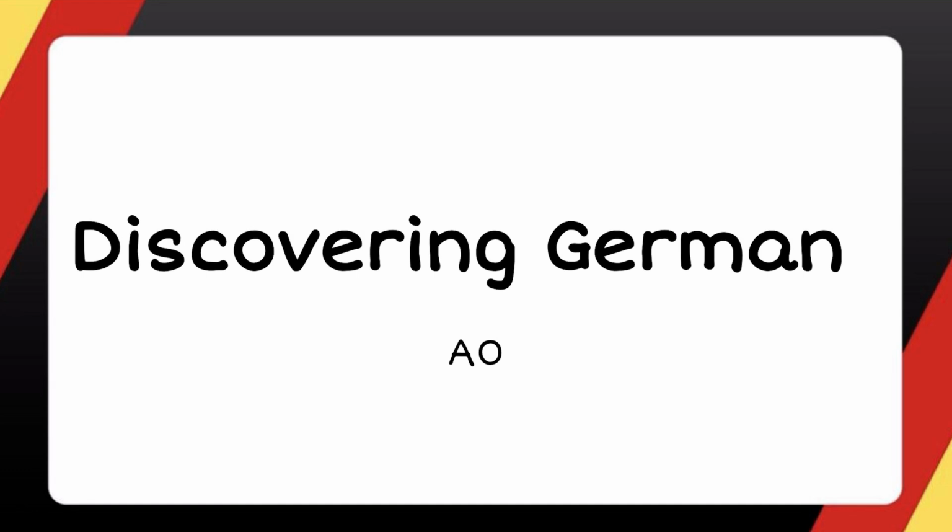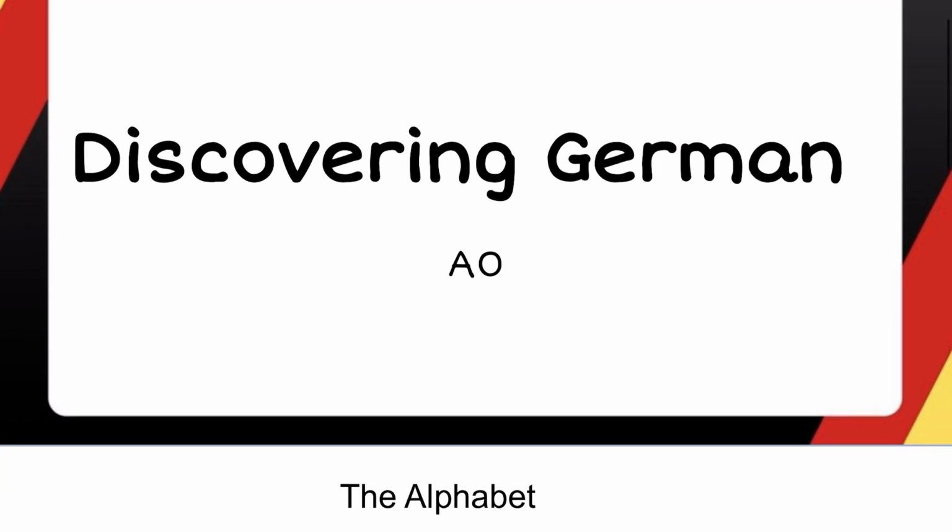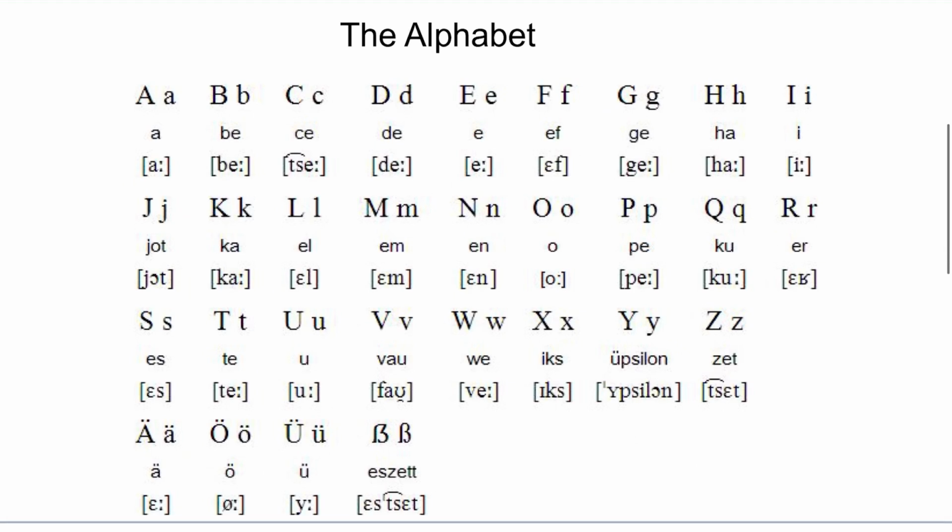Welcome to the first lesson in the Discovering German A0 series. For the first lesson, we will be going over the alphabet. For this, I will say the English term for the alphabet first, and then I will repeat the German term. Then I'll go through a second time and I'll say the German letter twice, and I will pause so you have time to repeat after me.